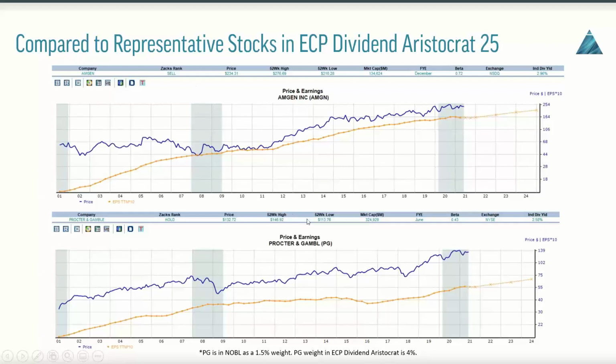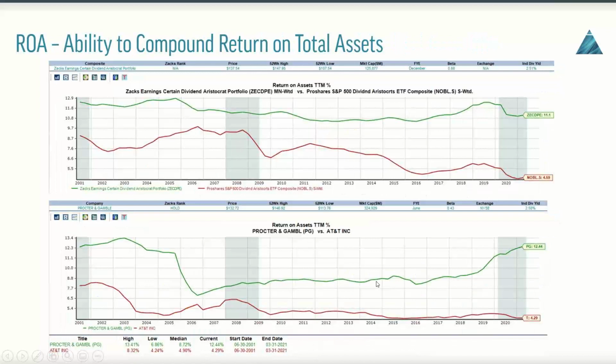And so we get names like Amgen and Procter & Gamble. Note that Procter & Gamble is also present in NOBL, but currently it only has about a 1.5% weight. And keep in mind that we equal dollar weight each of the 25 names in the ECP Dividend Aristocrat, so each of the names actually has a 4% weight. So you've got a much larger weight of Procter & Gamble in the ECP Dividend Aristocrat than you do in NOBL. Just something to make note of.